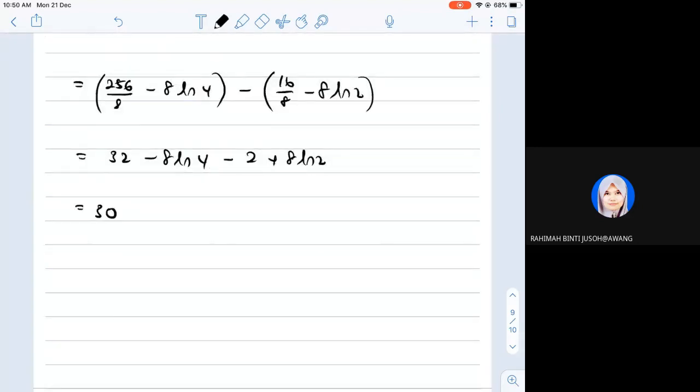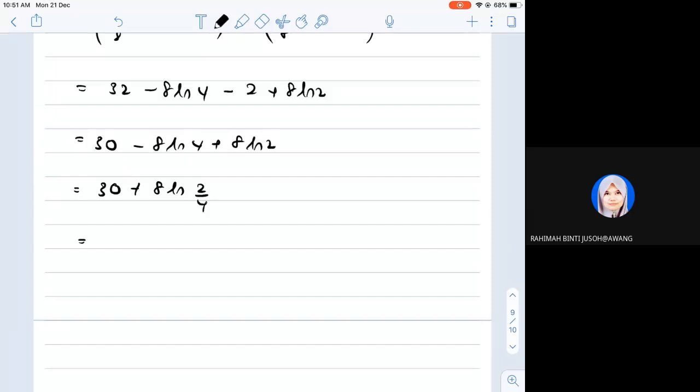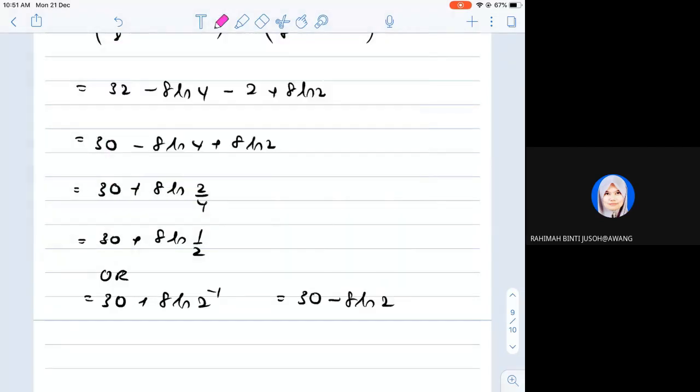So we have 30 minus 8 ln 4 plus 8 ln 2. So let's say we have 8 ln of 2 divided by 4. Then we will have 30 plus 8 ln half, or 30 plus 8 ln 2 to the power of negative 1, isn't it? So we will have 30 minus 8 ln 2. Either one. Actually, you can leave your answer like this. It's already enough. This one is also correct. Either one.